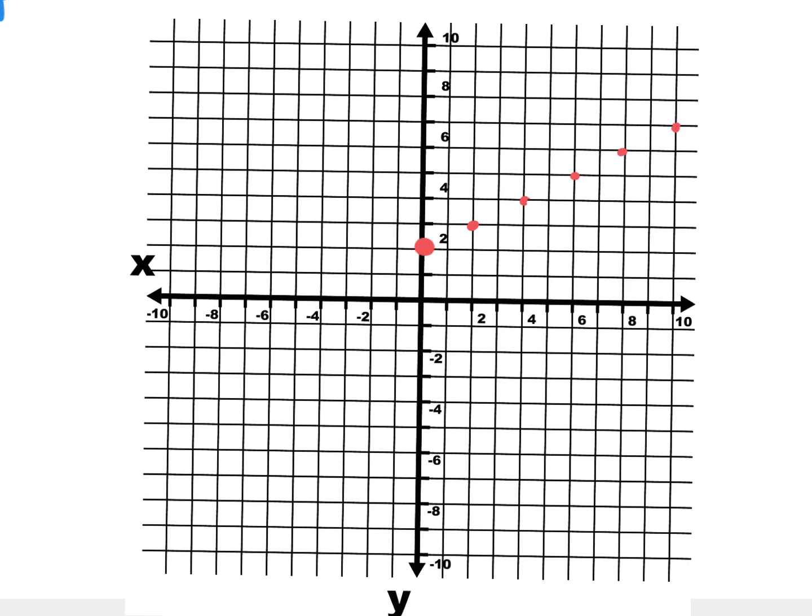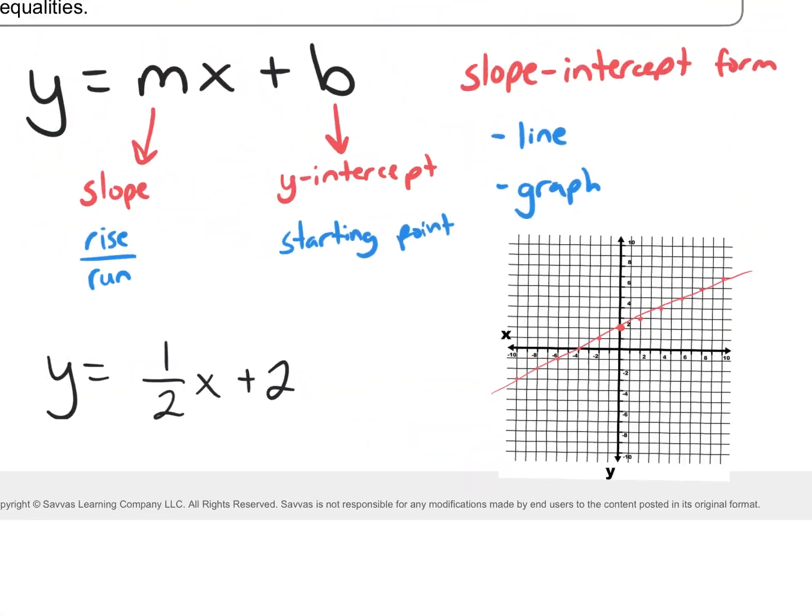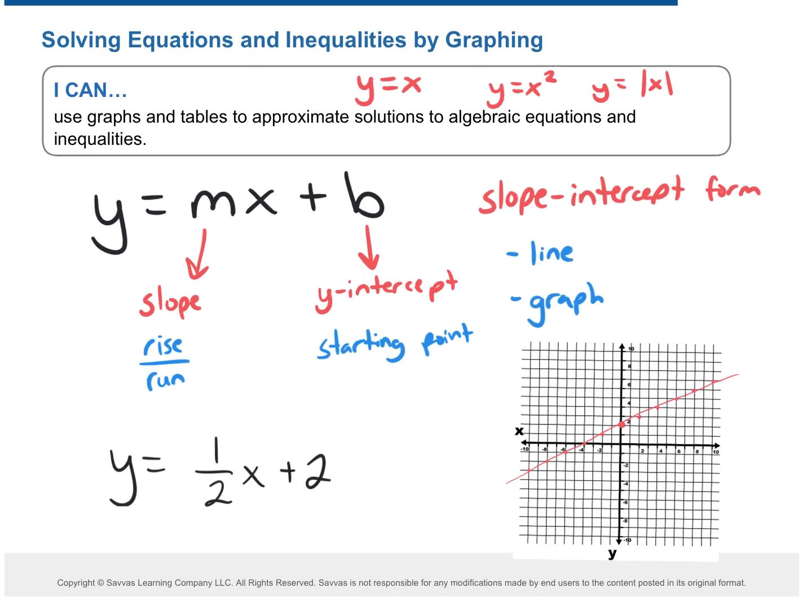Does the line only go this direction? No. Do you agree it also goes this way? Yeah. So we have to get all the points that are possible on this graph. Now we have our line created. We're going to be reviewing how to graph these lines today.